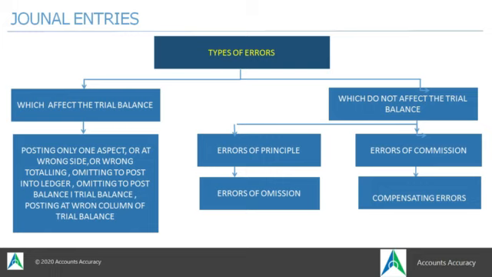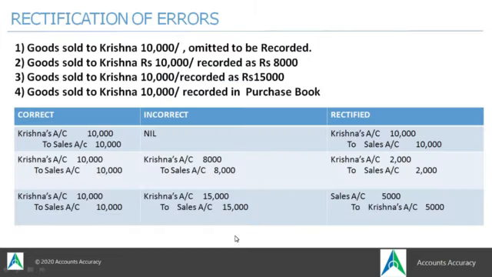Omission is complete omission. In that case, you make the mistake of not posting or not making an entry of any transaction at all. That is complete omission of the particular transaction in the books of accounts. In the same way, compensating errors are those errors which compensate for another mistake. If you make two mistakes and one compensates the other, those are called compensating errors, and you become unable to find your mistake. Your trial balance matches and you feel you have made the correct entry.